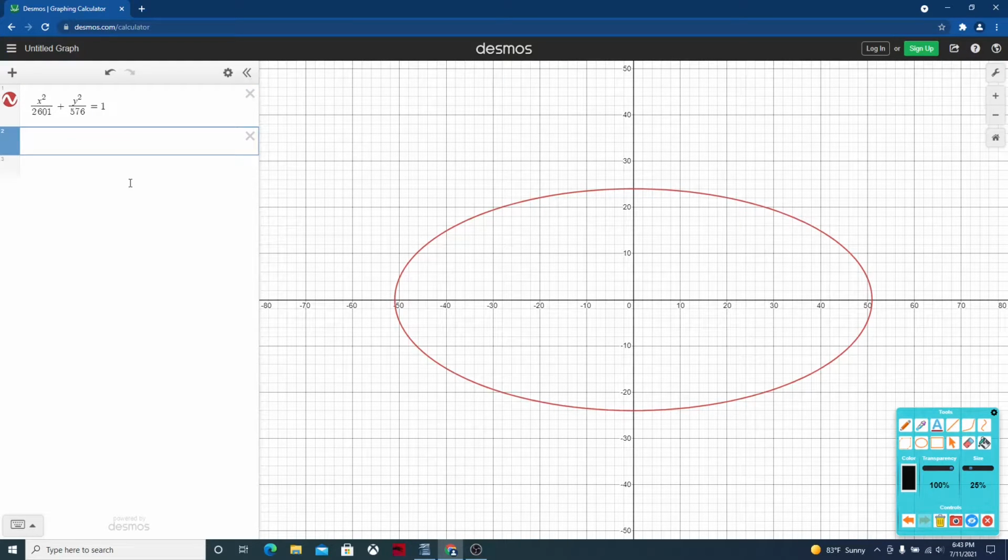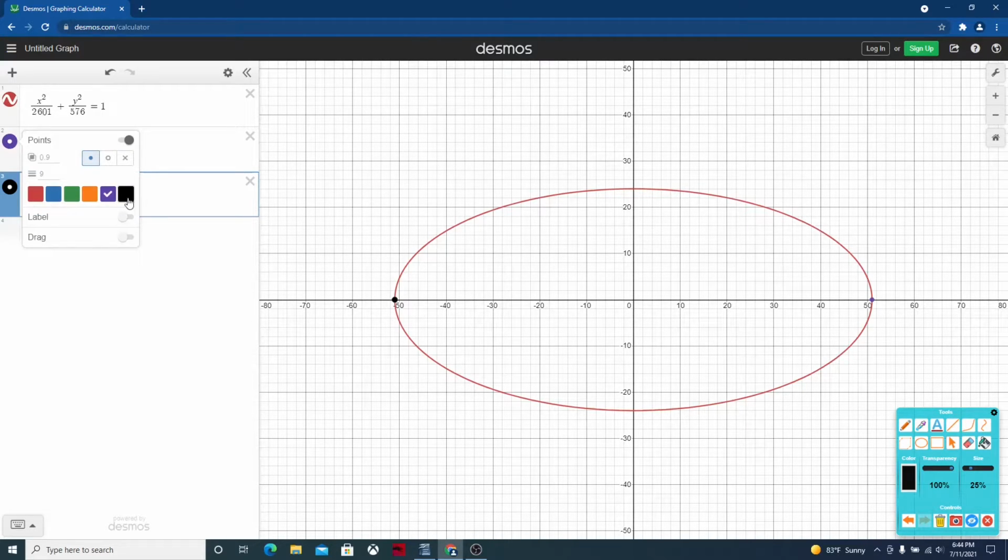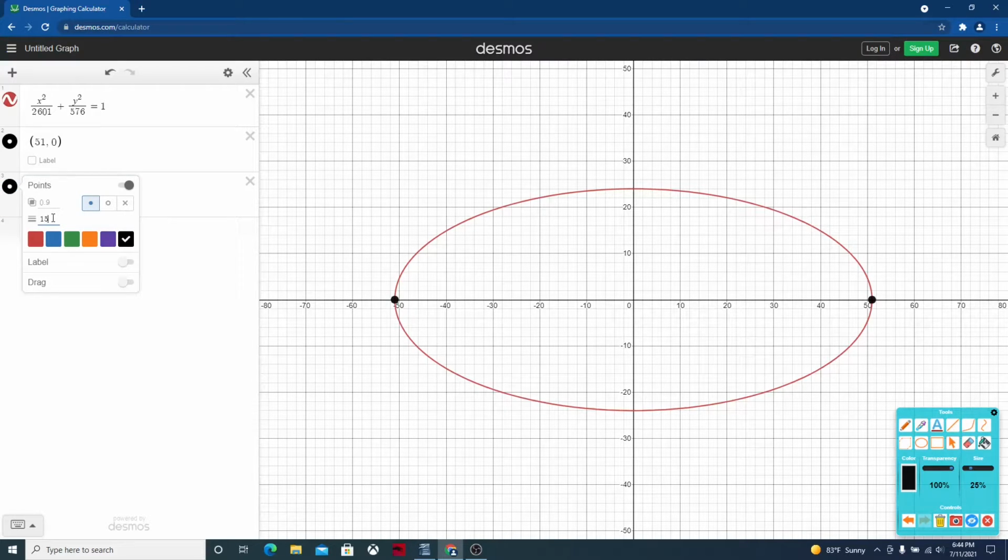So let's plot these points. We're going to write them down here in Desmos. The first one is 51, 0. And the second one is negative 51, 0. Okay, and let's make both of those black. And in fact, let's increase their size to 15. We're going to do the same with this one. It's already black. There we go. And then let's change the size of that point to 15.